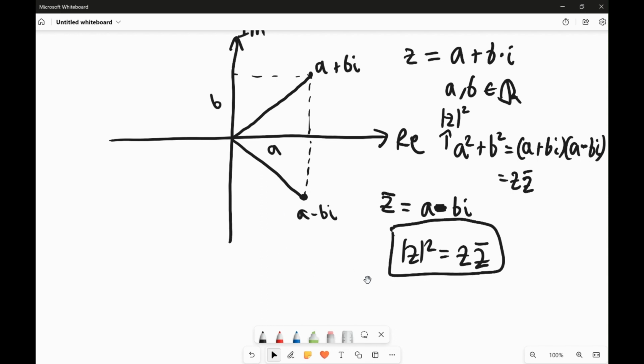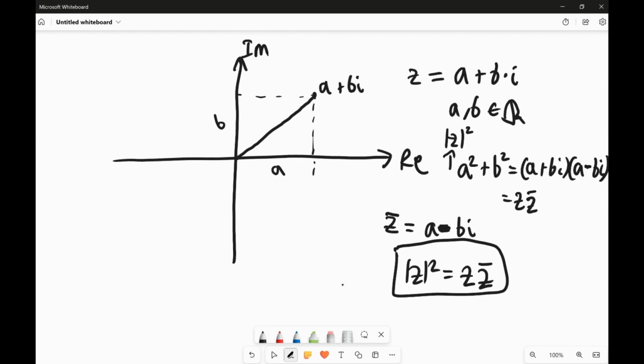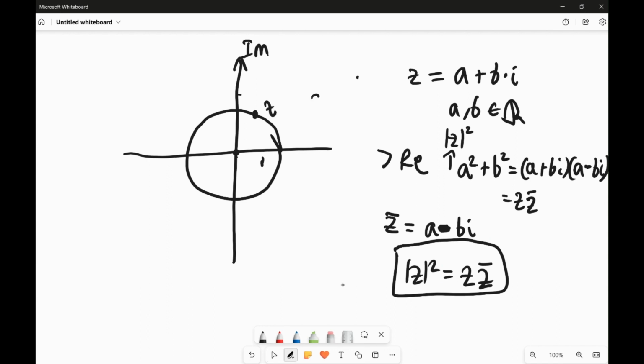And now things get really interesting if we consider the magnitude of z to equal 1. The set of all points such that the magnitude of z is equal to 1 obviously ends up being a circle centered at the origin of radius 1. And this is called the unit circle, so this has length 1. And if there's a point z on it, then z times z conjugate is equal to 1. So z conjugate is 1 over z.